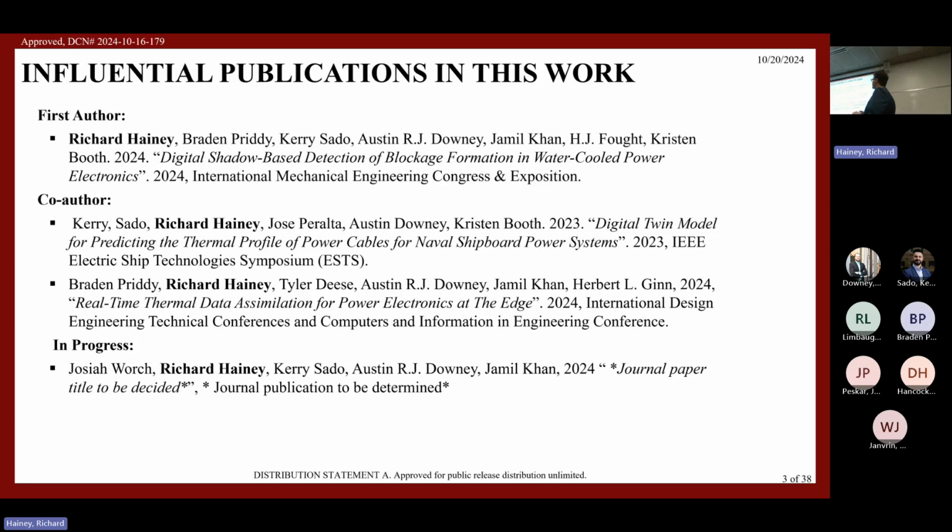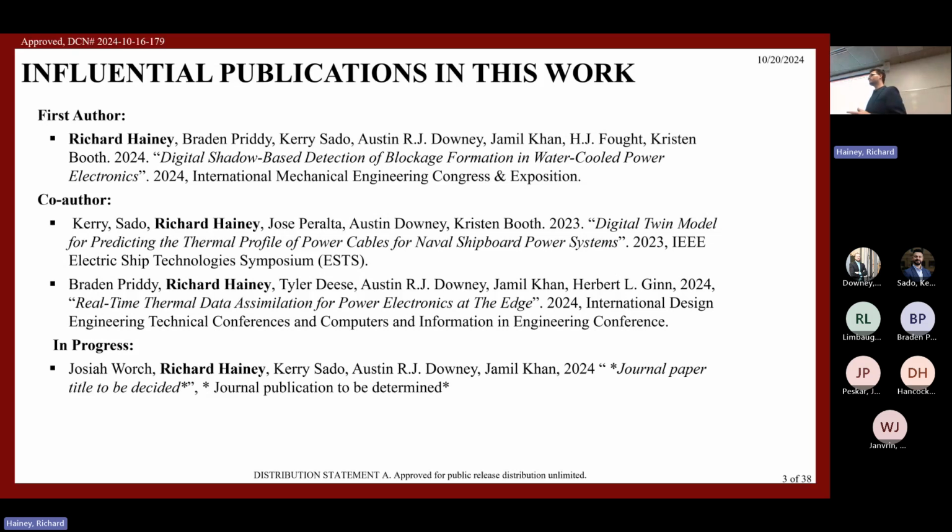I'm first author on one paper, digital shadow-based detection of blockage formation in water-cooled power electronics, and I will be presenting this at IMECE in the middle of November next month. Other than that, I'm also being co-authored on a paper about digital twin technology integration in water-cooled power electronic systems. That journal paper is currently in progress and will be continuing when I leave, hence why I'm co-authored on that paper.